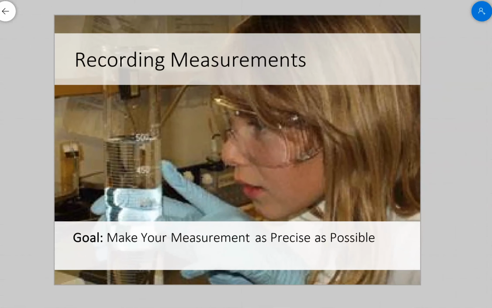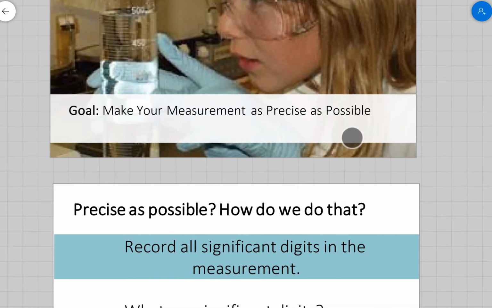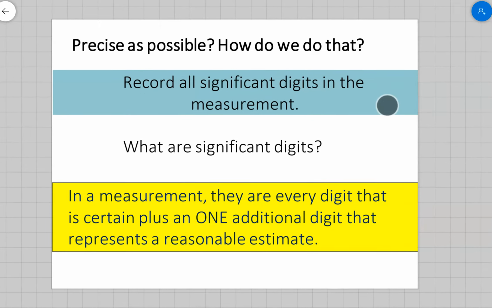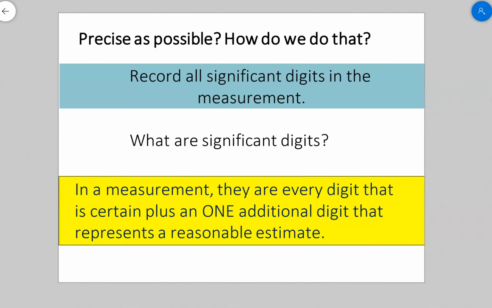All right, so here is the goal. The goal when you make your measurement, at least in theory, now practically speaking we won't always be doing this, but in theory, and this would be absolutely true if you were doing original research, this would be incredibly important. The goal is to make your measurement as precise as possible. You can think of the word precise as tight. So make it precise. Well, how do we do that? What does it mean to say precise as possible? How do you put that into practice?